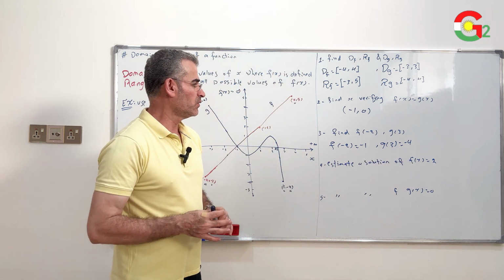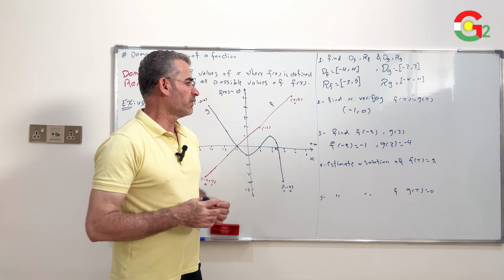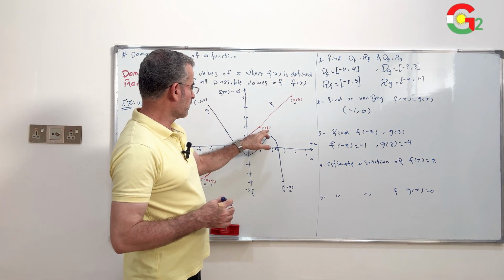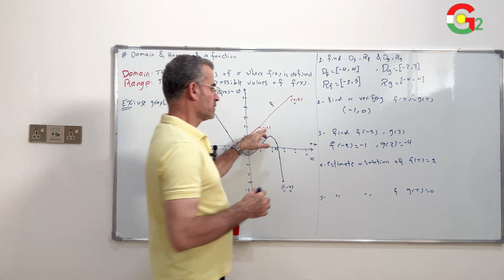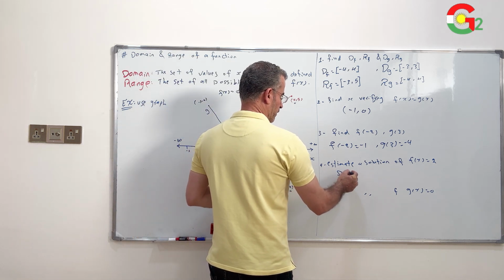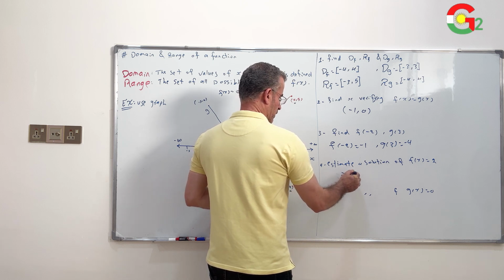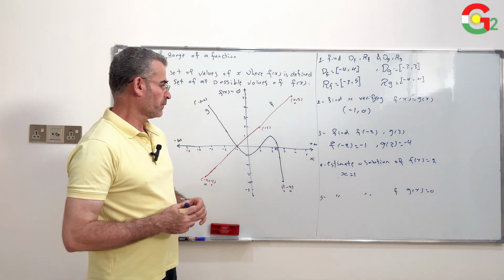Estimate a solution of f of x equal to 2. What is the value of x that makes f of x equal to 2? This is f of x. It is 1. Then x equal 1 is the solution of f of x equal 2.